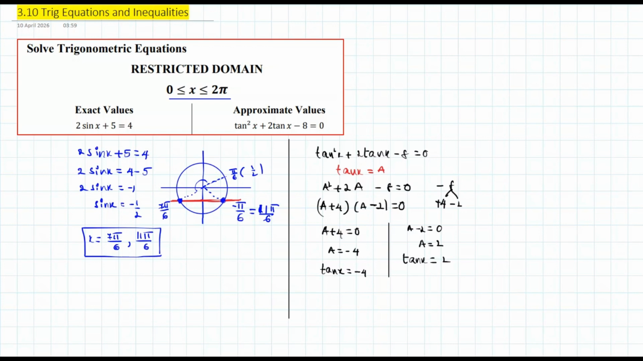Now we have to find the values of x where tan x equals negative 4. For this equation we have to use a calculator. Okay, so let's use the unit circle.